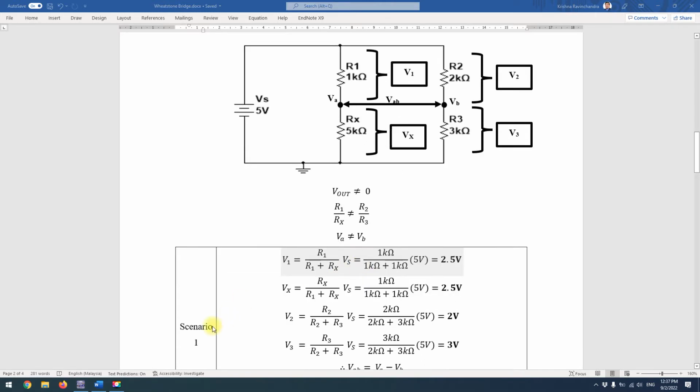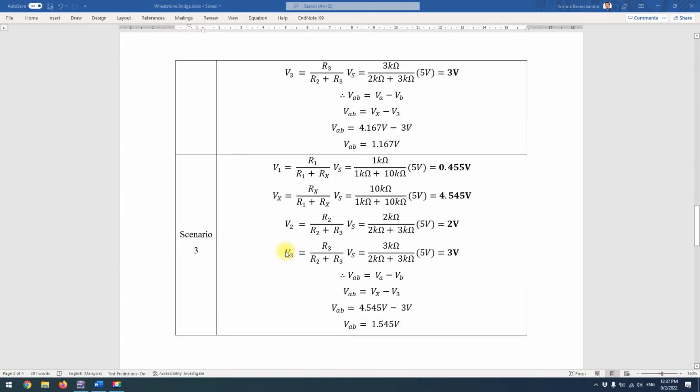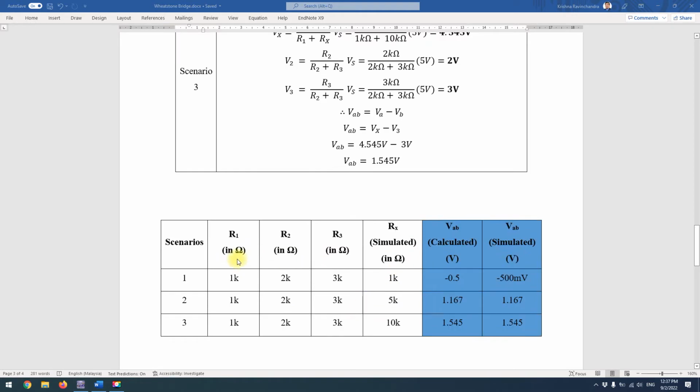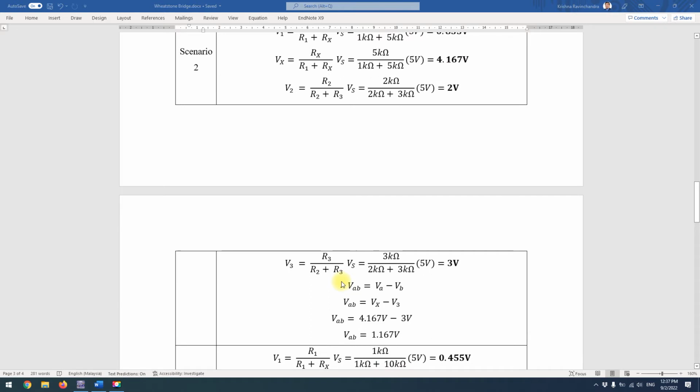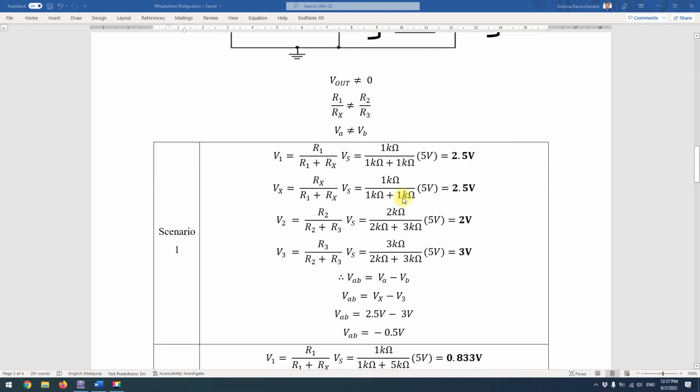As you can see, we are going to be doing the scenarios. Our three scenarios here actually have R1 to R3 constant. The one that changes is Rx. Now scenario 1, our Rx is 1k, R1 1k, R2 2k, R3 3k. Let's go into the calculation a little bit before we simulate.